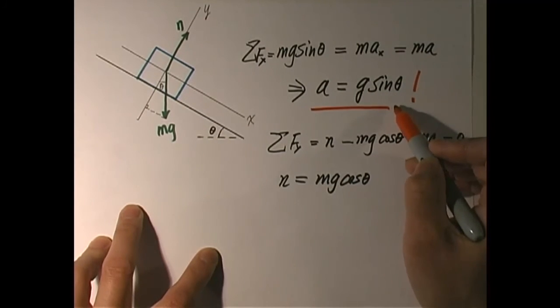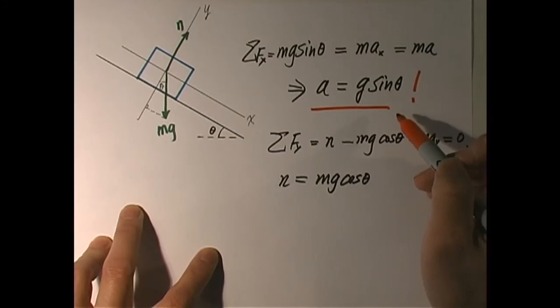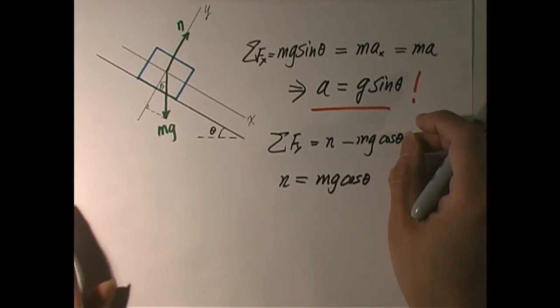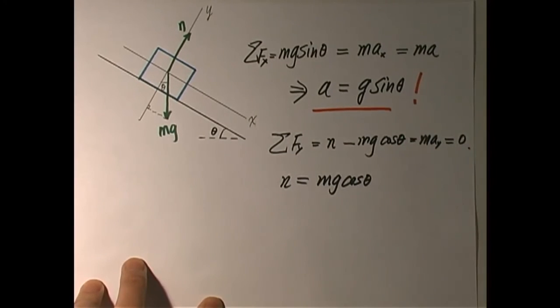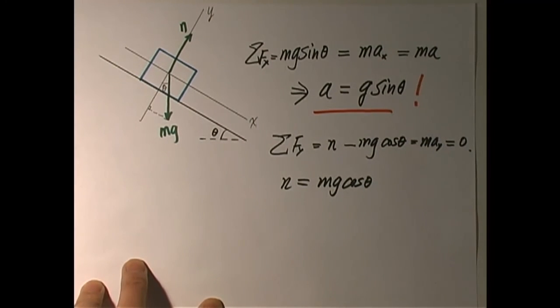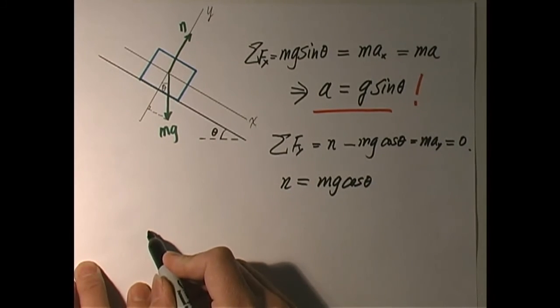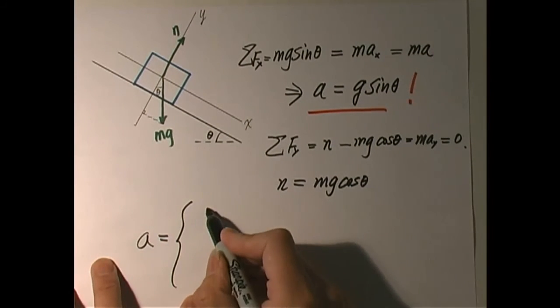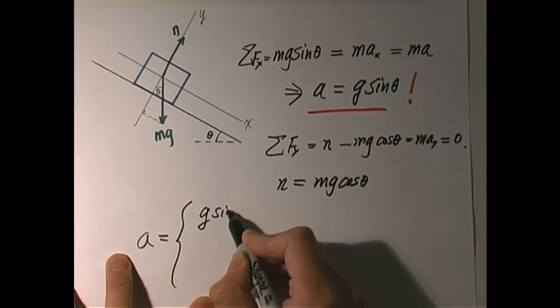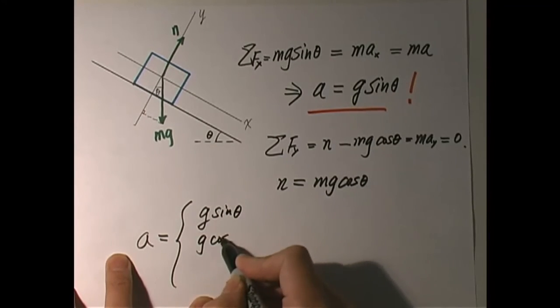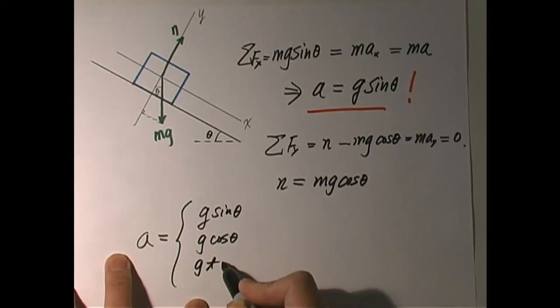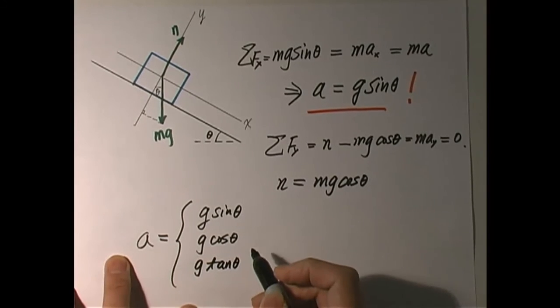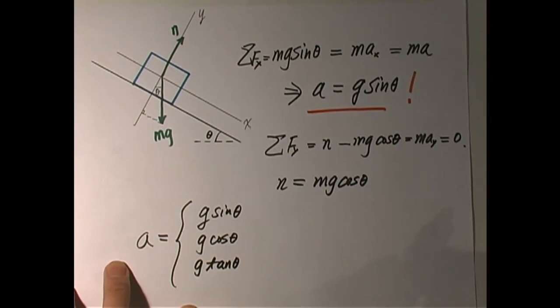Now, this is an important technique. Looking at special cases, we can judge whether our answer is right or wrong. It gives us a good indication and helps us understand the problem better. As a matter of fact, even before we start this problem, if I were to give you a multiple choice, okay, I say, here are the possibilities. You pick the correct one. a equals g sine theta, g cosine theta, g tangent theta. Which one would you pick?